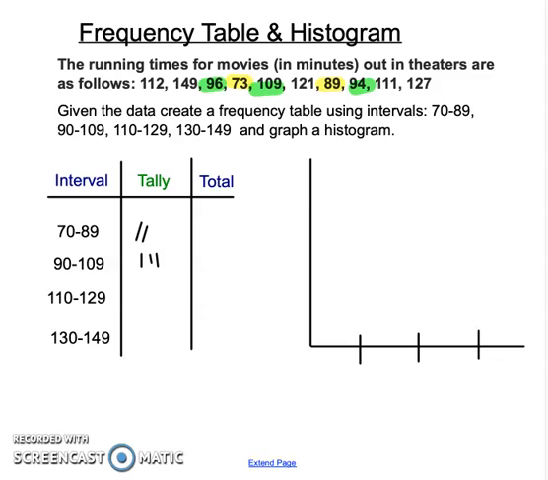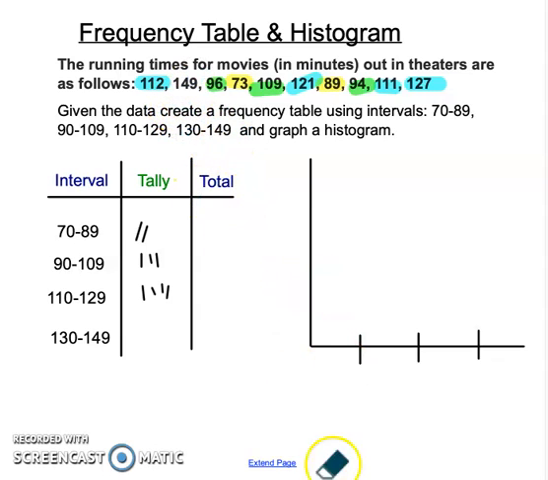Okay. Next, I'm going to look for 110 to 129. So this is there. Oh, let's use a different color. Okay, so this one is in there, 110 to 129, that one's in there, that one's in there, that one's in there. So we got 4 numbers in that range. Okay, last but not least, we got 130 to 149, where we have this one number. It's the only one in there.